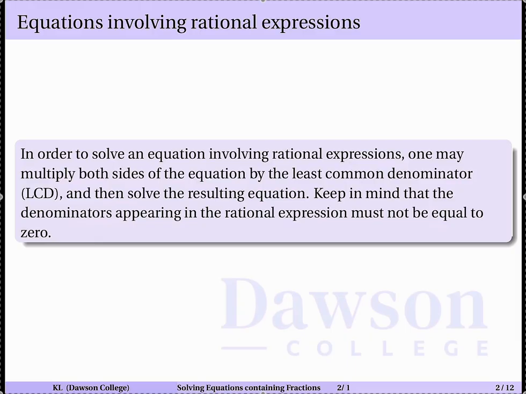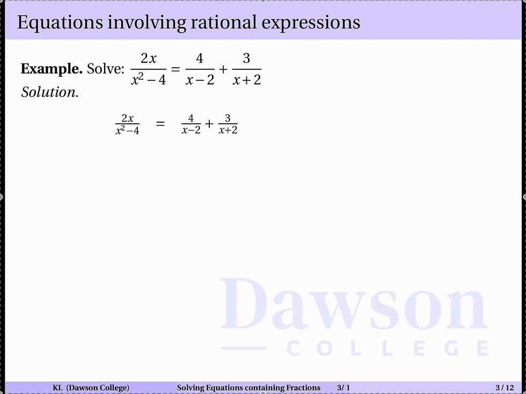So notice that we will also need our skills in finding the LCD of the rational equations. Meaning we have to find the LCM of the denominators that appear in our equation. So anyway, let us consider this example. We want to solve 2x over x squared minus 4 equals 4 over x minus 2 plus 3 over x plus 2.